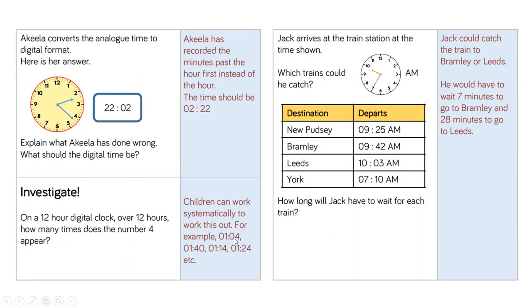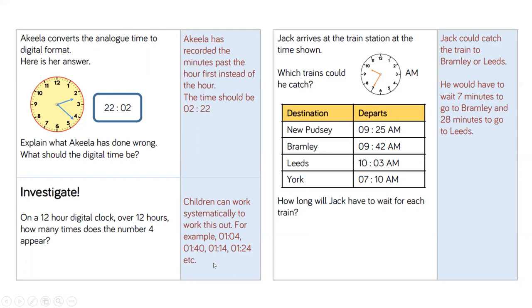So for 1 o'clock, you could have 4 minutes past one. You could have 14 minutes, 24 minutes, 34 minutes, 44 minutes. So you've got two fours there. 54 minutes, and also don't forget you've got 1:40 as well. So that's how many you can have for 1 hour, and you've got to do it over 12 hours.